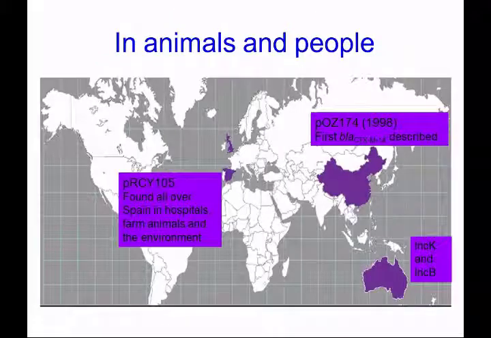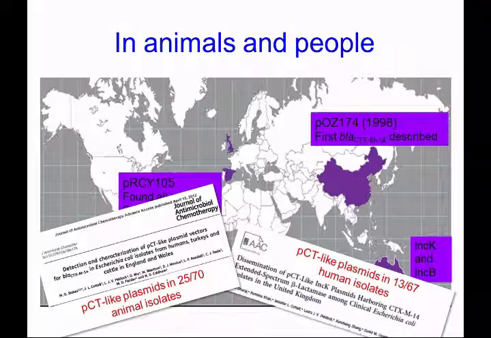We received samples from all over the world, and we were able to show that there were pCT-like elements in Australia, endemic in Spain, in hospitals, farm animals and the environment. But more importantly, the first ever description of CTX-M-14 was encoded on a pCT-like element. We went on and used this test both at the VLA and HPA and showed that pCT-like plasmids could commonly be isolated from E. coli in people or animals.